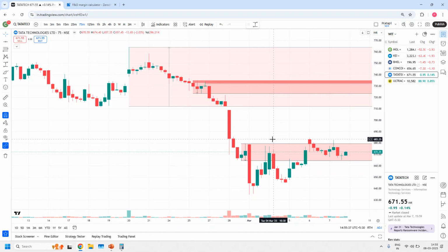The answer is it is still valid. This zone is still valid. When it is invalid, a new daily zone is created, not a 75 minute zone. If a new 75 minute zone is created, you can also plan your trade inside this zone if there is any trade opportunity.